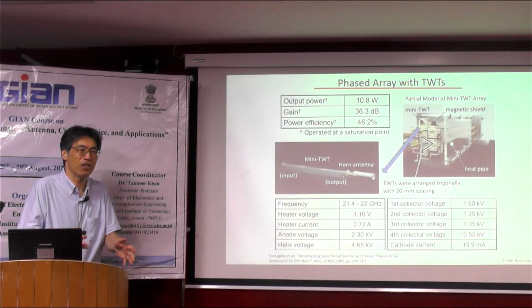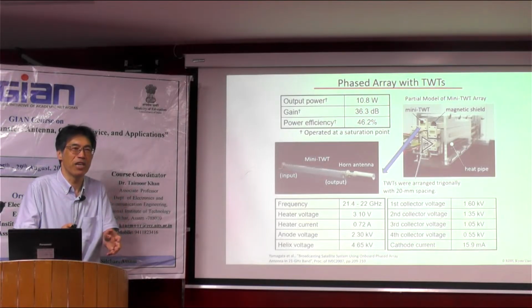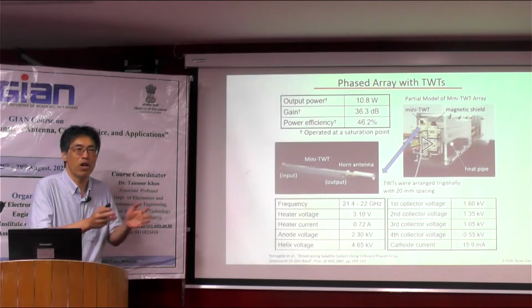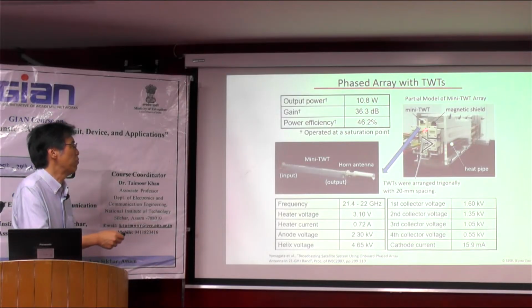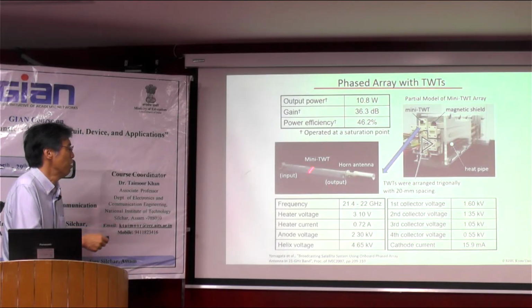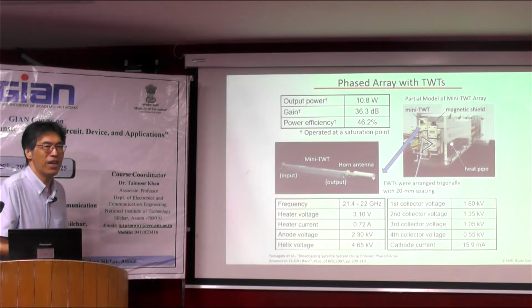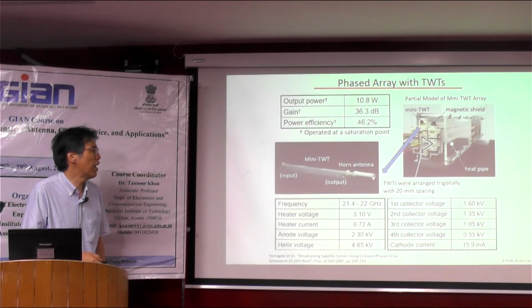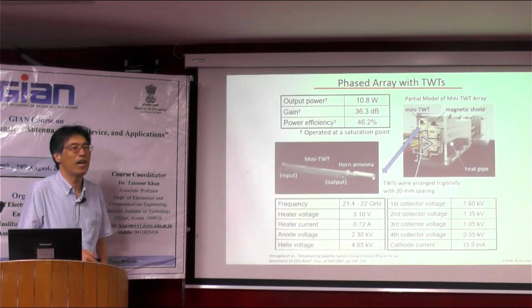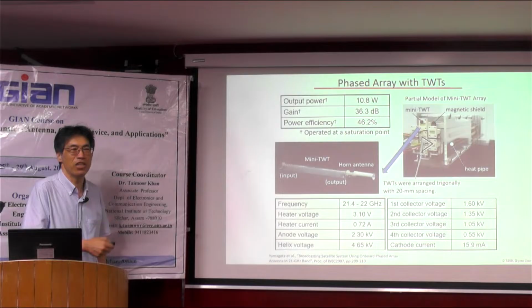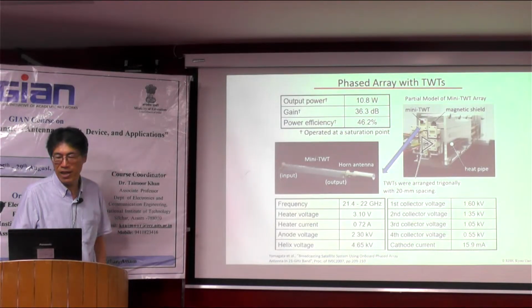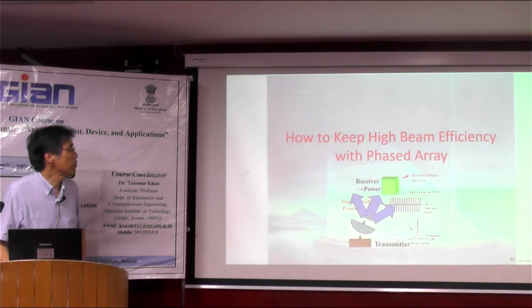Usually on the satellite, they input only one TWT to transmit the broadcasting TV wave. But they developed a phased array with a mini TWT. But I found only this one paper, and so I want to find other phased arrays with a microwave tube. But now I only find this paper from Japan. So this is a real developed result, mainly in Japan.